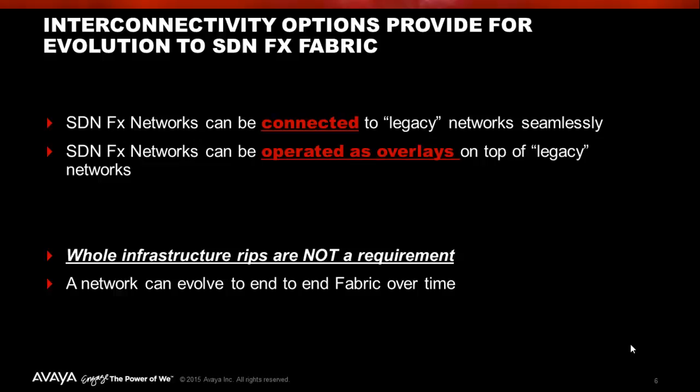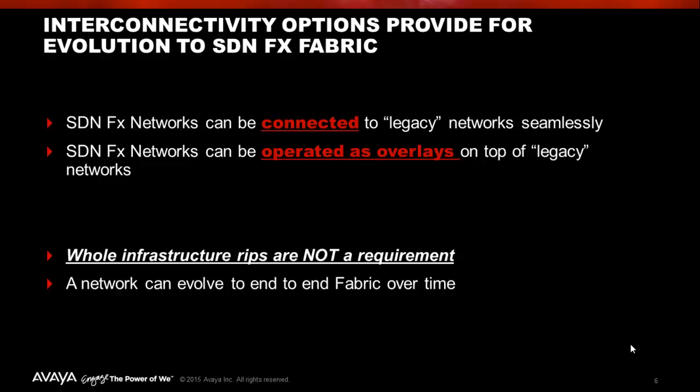Now, I want to emphasize that interconnectivity options are divided into 2 categories. We can take SDNFX and we can connect them to legacy networks seamlessly. And by connecting, we're talking about using peering technology, either L2 peering, VLAN tags, things of that nature, or even L3 peering, such as route redistribution, so forth, so on. Second avenue is we can also operate as overlays, so we can run on top of legacy networks. And if we do that, we can actually keep a ships in the night perspective.